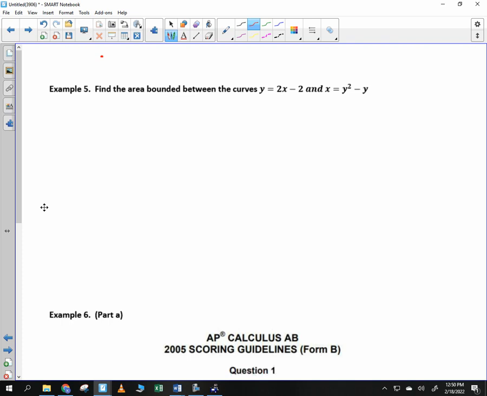All right, here we go. Find the area bounded between y equals 2x minus 2 and x equals y squared minus y. Look, take 25 seconds, talk to each other. What makes this one different than the others? Go. 5, 4, 3, 2, 1. What makes this one unique and different?